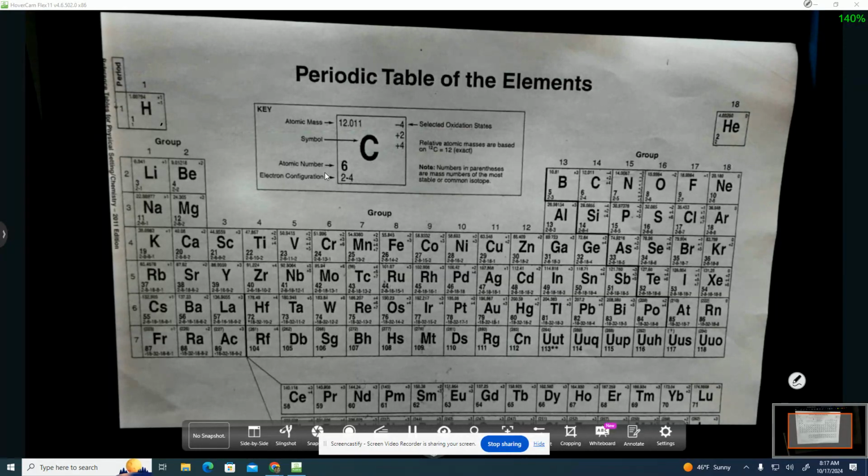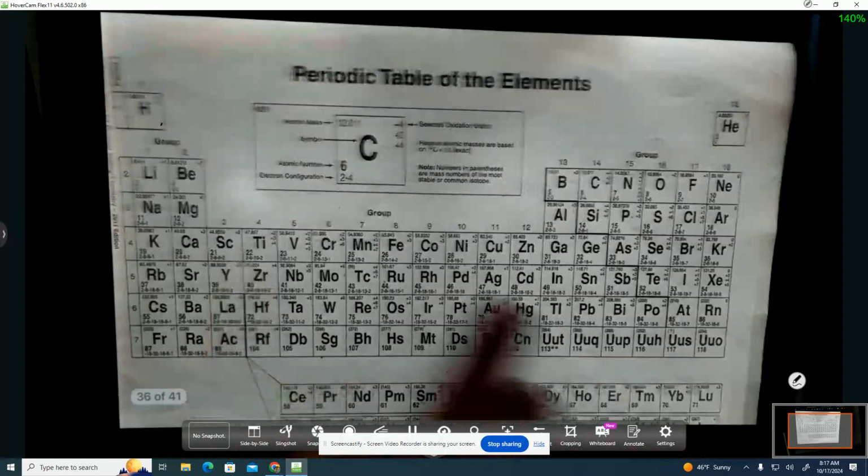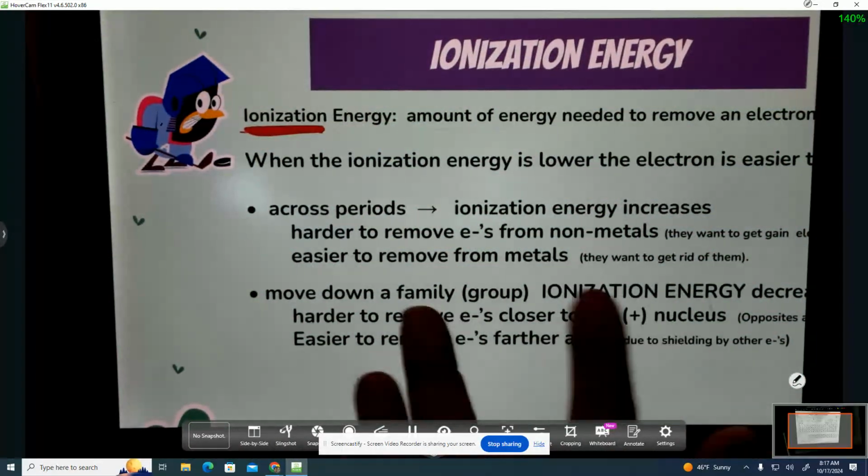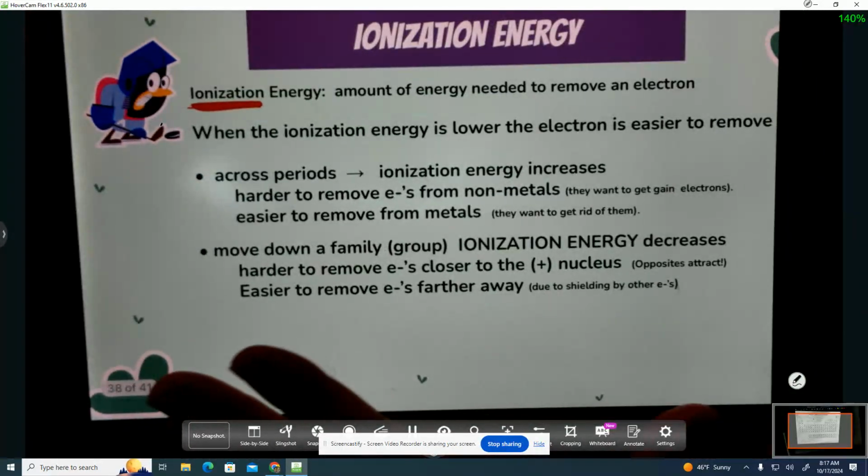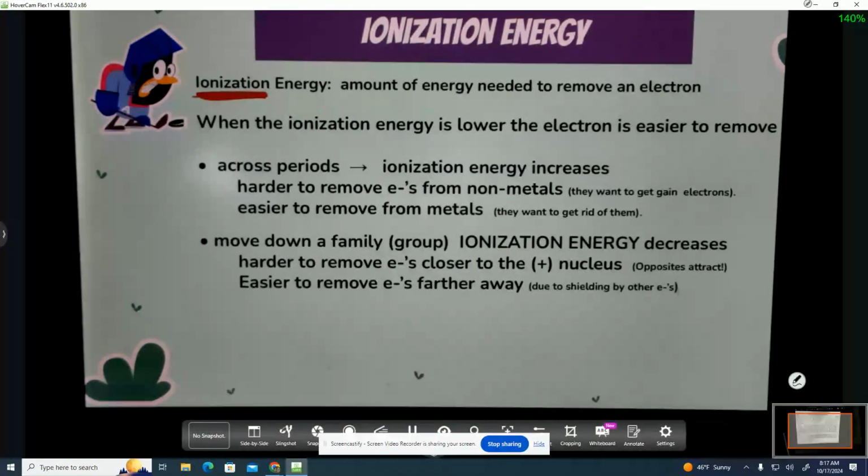Let's go to fluorine up here. Is it going to be easy or hard to get that electron away from fluorine? Hard. Because the electron is very close to the nucleus, and it's got 7 in its valence shell. Okay? So ionization energy is the amount of energy required to remove the electron. It's really the amount of energy required to remove the most loosely bound electron.